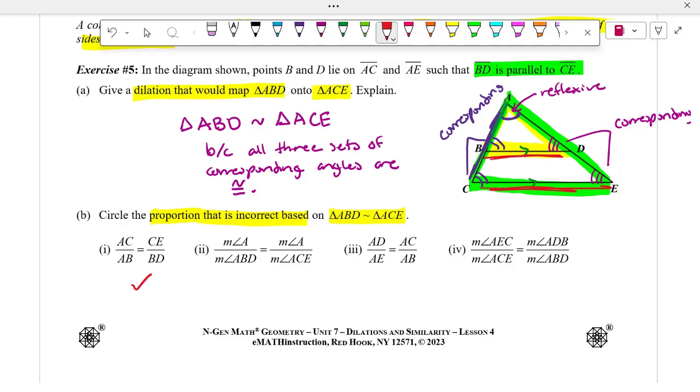Now, same thing with the angles. So angle A and angle A, so we know those match up at the very least. But now we got to check the other two angles. So angle ABD and angle ACE. Are those two angles corresponding? Yes. So that proportion is true.